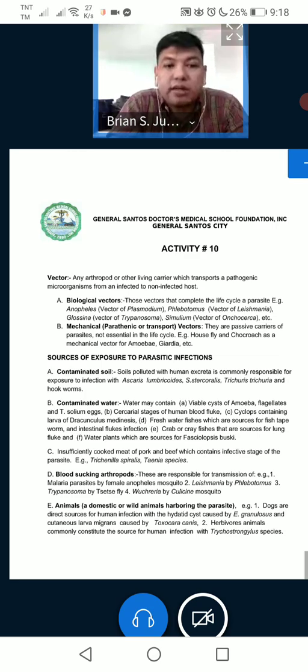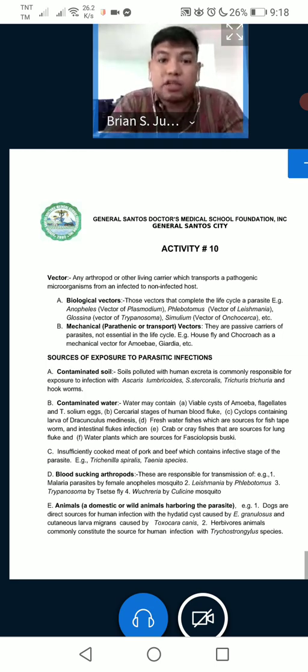So, how does this infection spread? Or where do we get it? I know that we are being exposed to the parasite, but where or when? So first, we have the sources of exposure to parasitic infection.